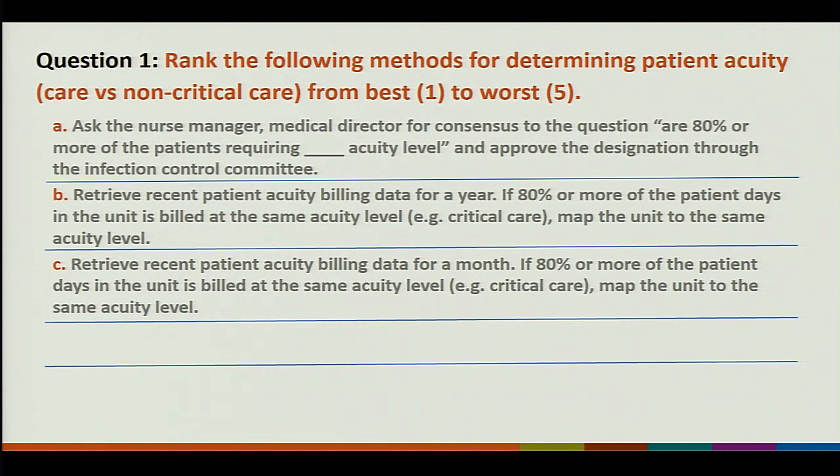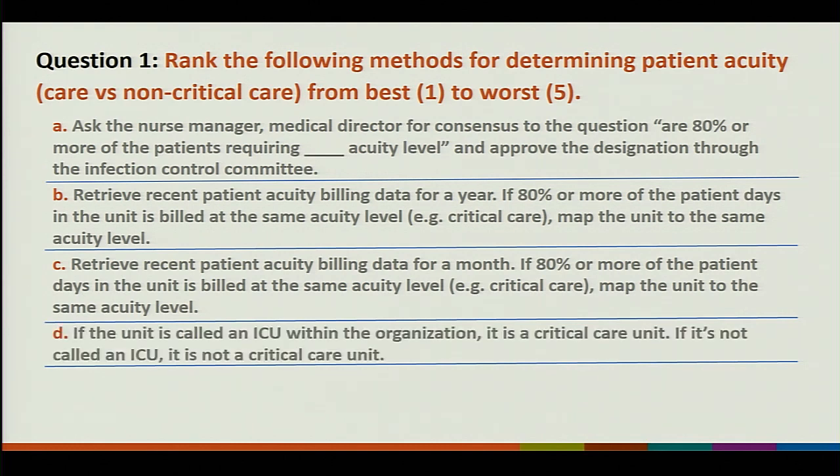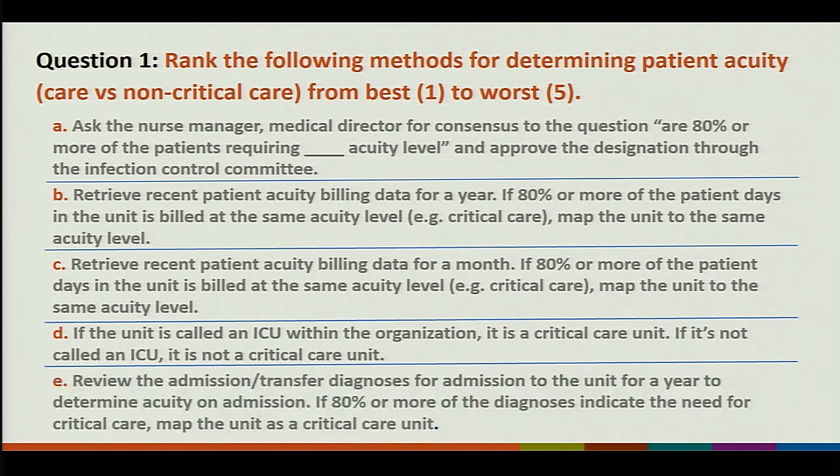Option C is retrieve recent patient acuity billing data for a month. If 80% or more of the patient days in the unit are billed at the same acuity level, map the unit to the same acuity level. Option D is if the unit is called an ICU within the organization, it is a critical care unit. If it's not called an ICU, it is not a critical care unit.